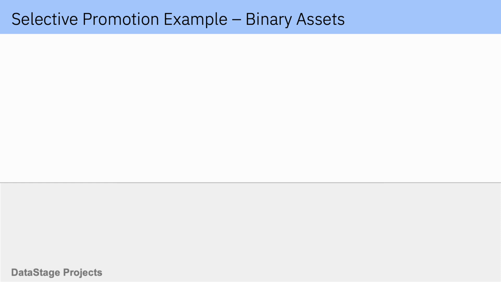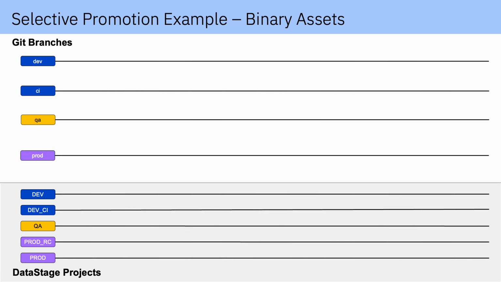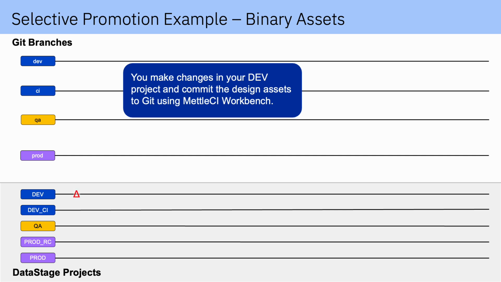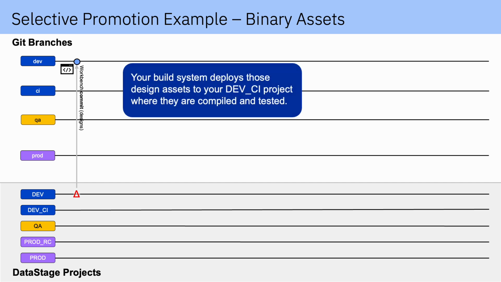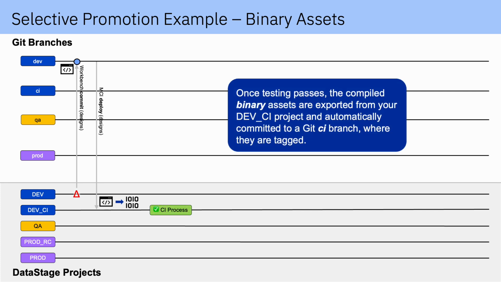You start with a set of DataStage projects used to store your jobs at various stages of their lifecycle, along with the Git repository containing a set of branches used to mirror those lifecycle stages. You make changes in your dev project and commit the design assets to Git using Metal CI Workbench. Your build system deploys those design assets to your dev CI project, where they are compiled and tested. Once testing passes, the compiled binary assets are exported from your dev CI project and automatically committed to a CI branch where they are tagged.